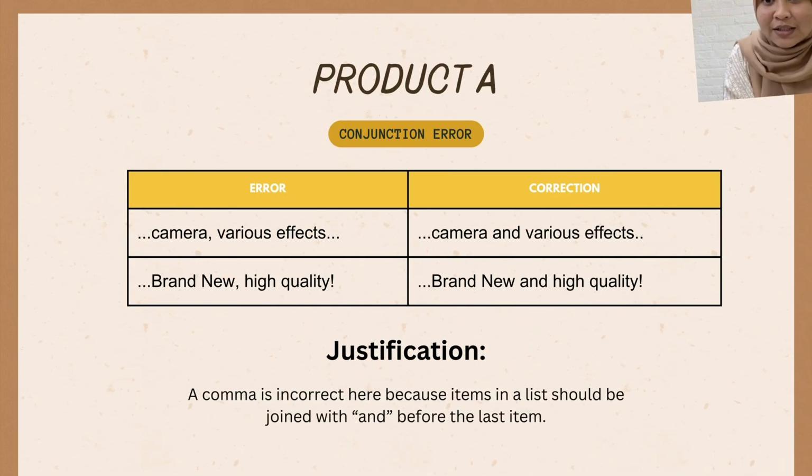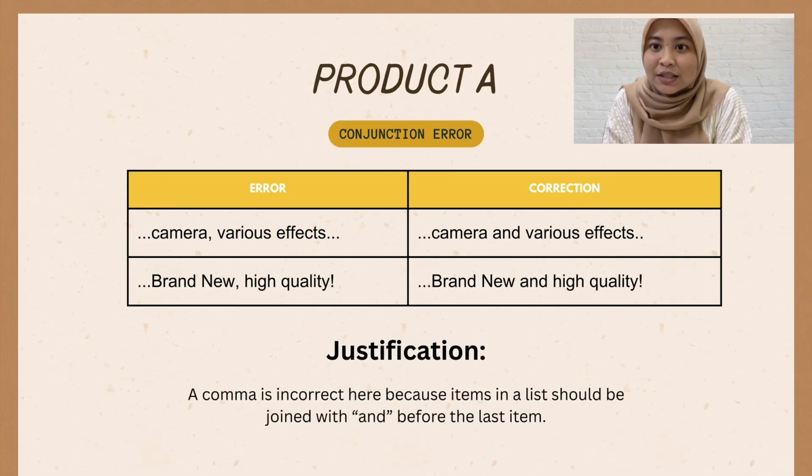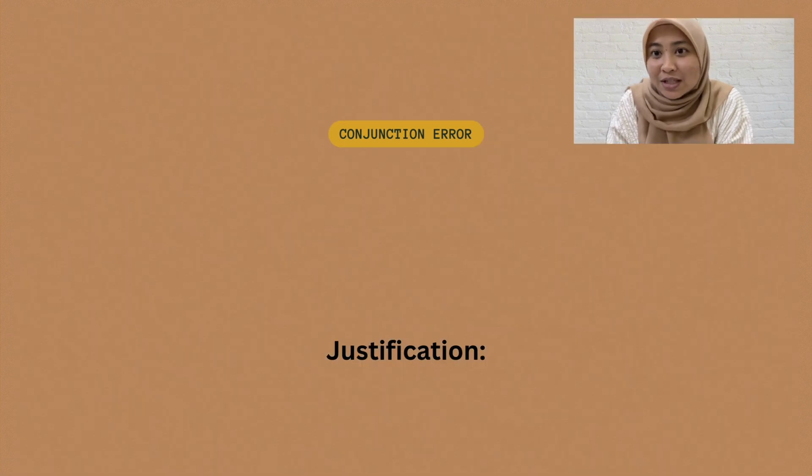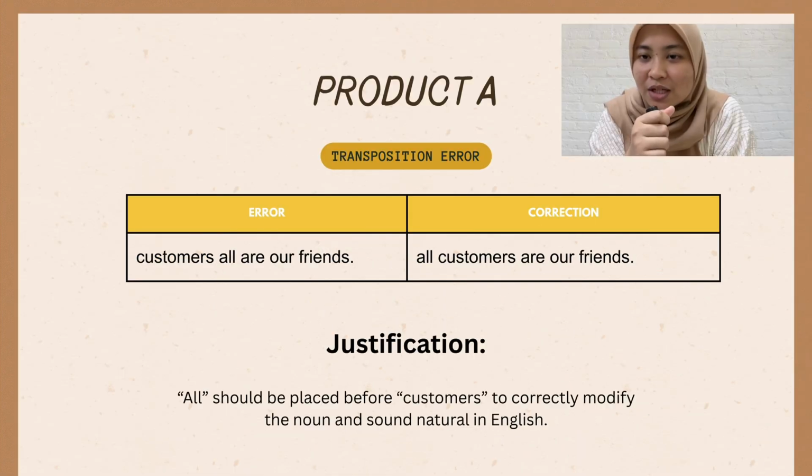The second error that was found in the text is conjunction error. In the text, a comma is used instead of a conjunction, but in English, a comma alone cannot connect the final item in a list correctly. We corrected the error by adding "and" before the last item, because the word "and" is used to join the items properly, and it follows the standard English grammar rules. We should use the correct conjunction to make the sentence sound complete and natural, since correct conjunctions improve the readability and professionalism.